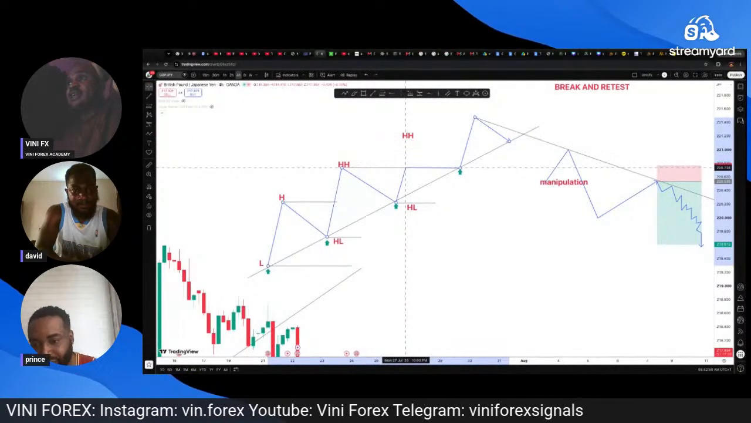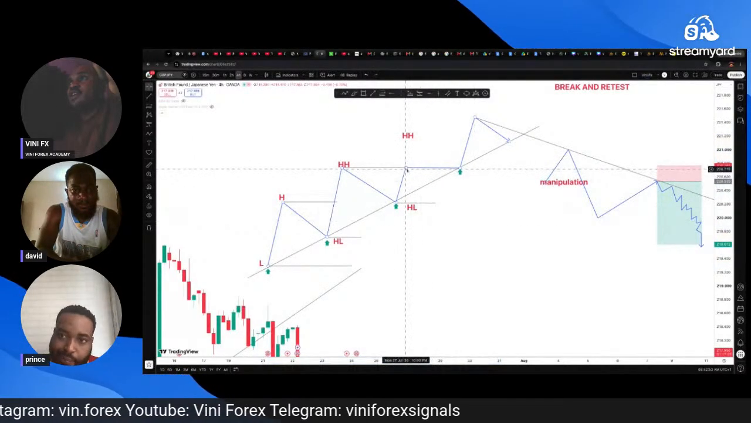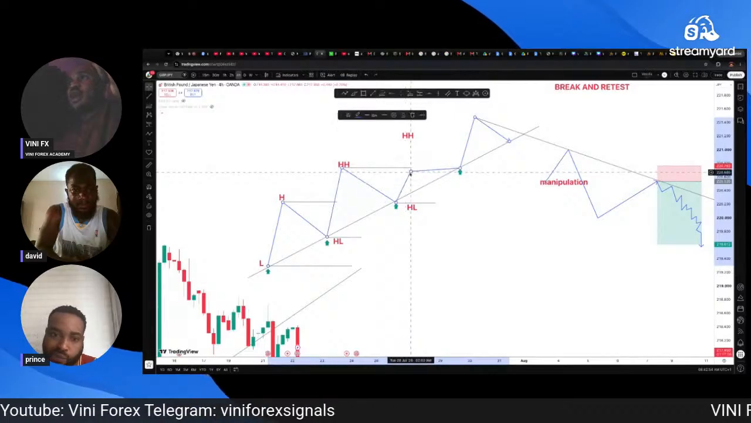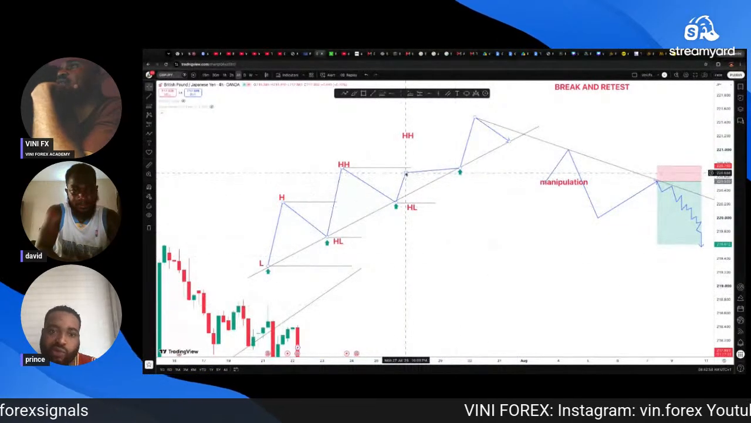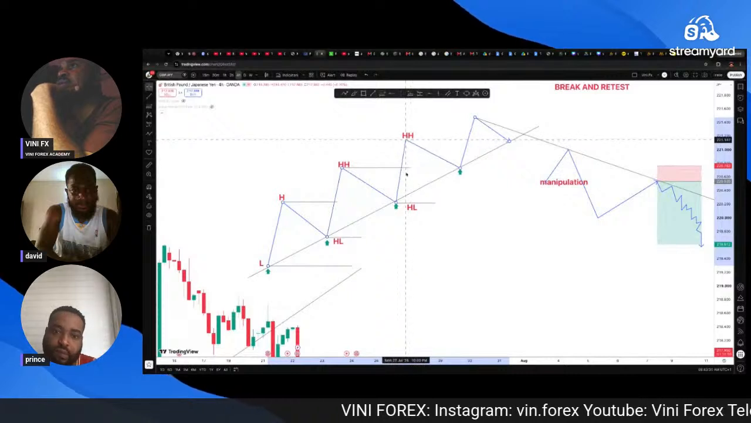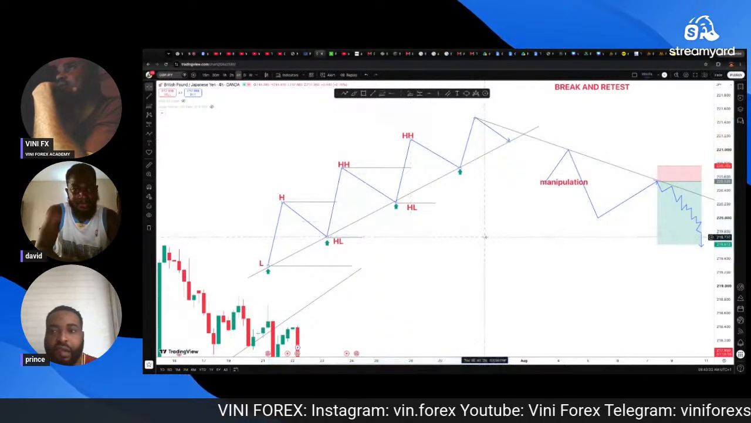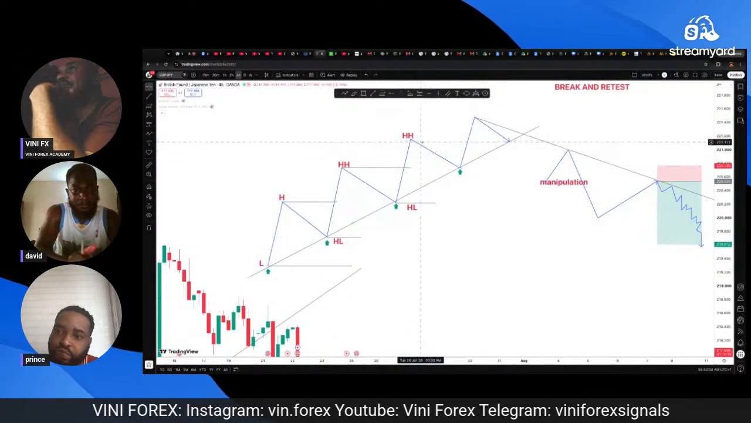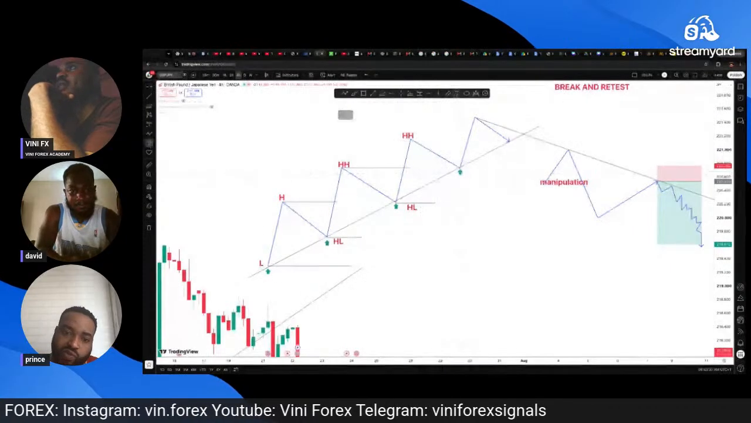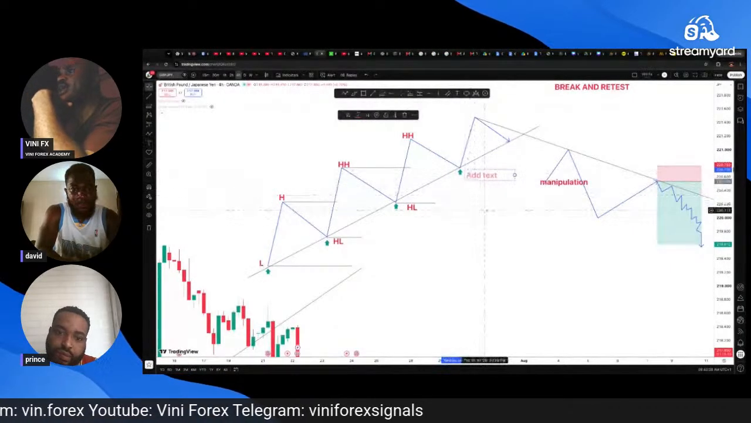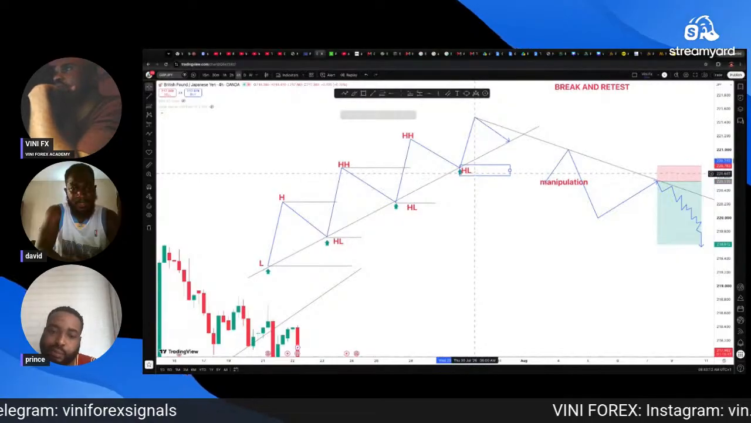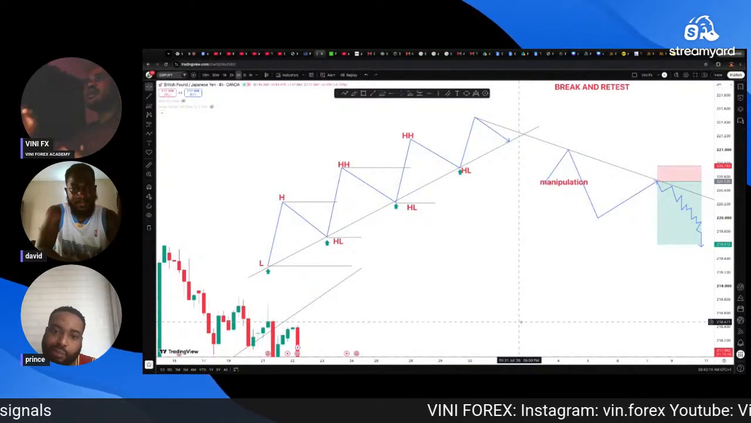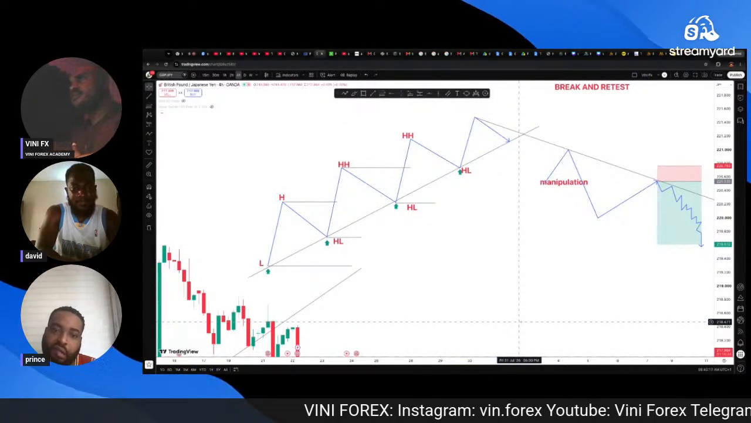You see, right now it's an equal high. If it comes below, it's now a lower high. But then it went above it, so it's a higher high. And after a higher high, what do you get? You get a higher low again. Is that correct? Yes, sir.